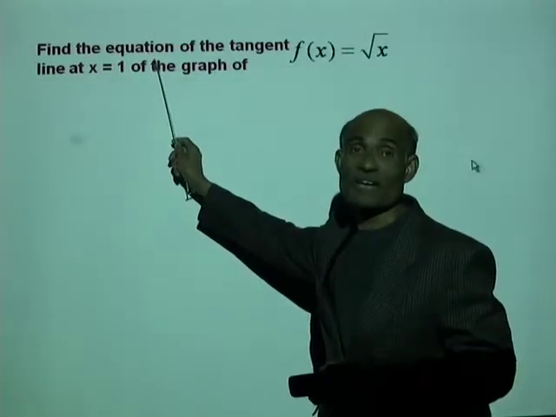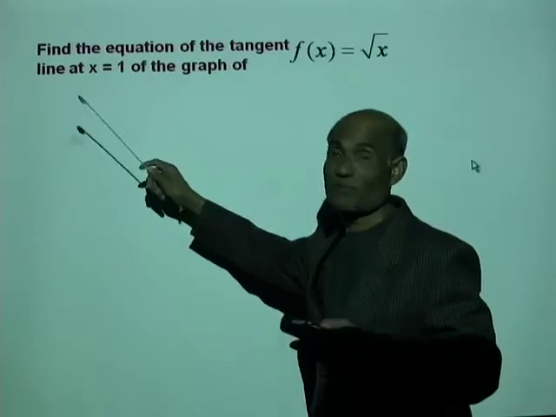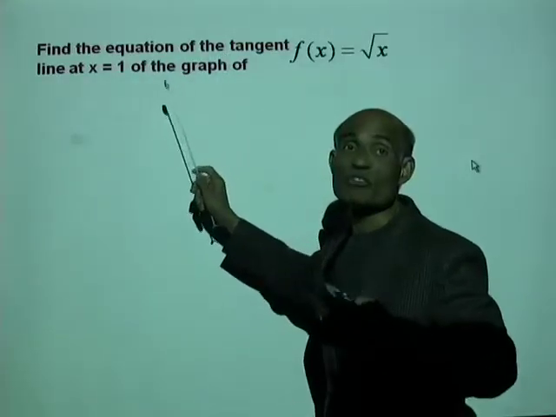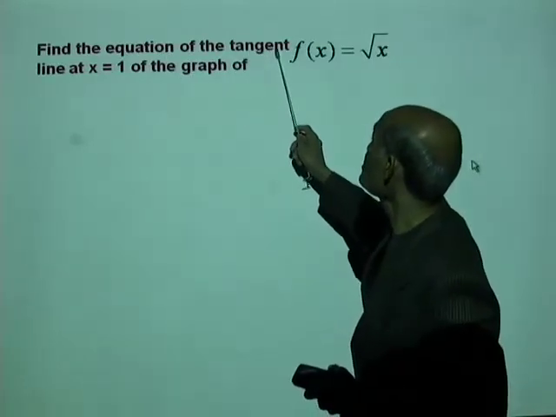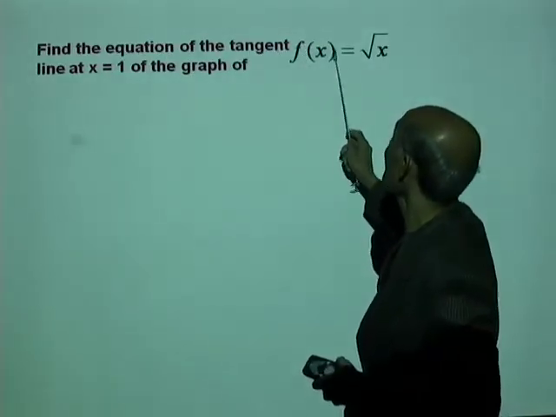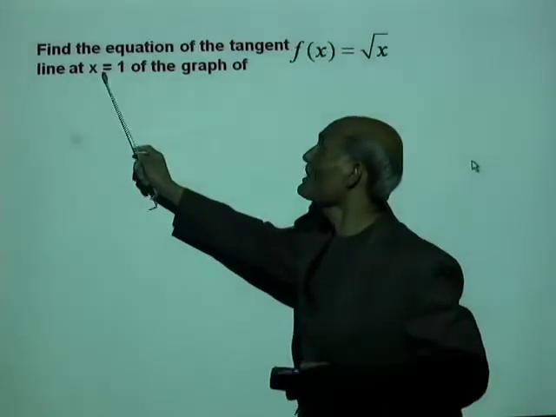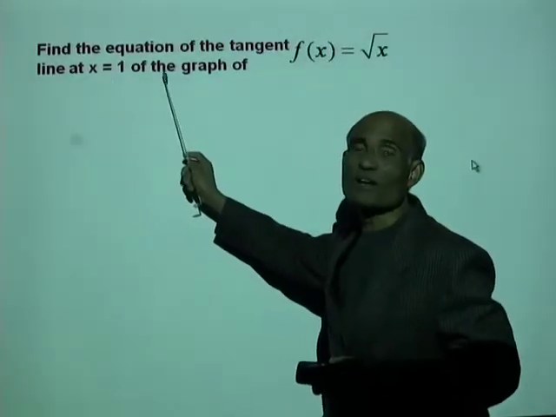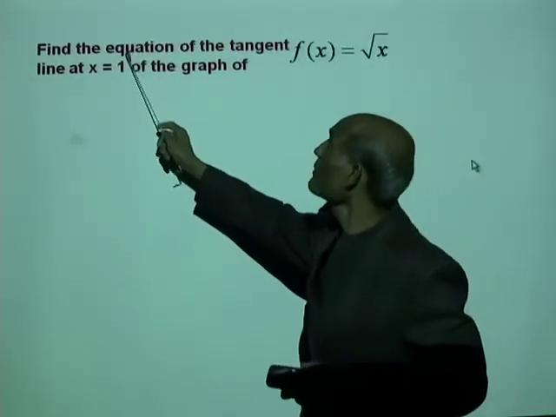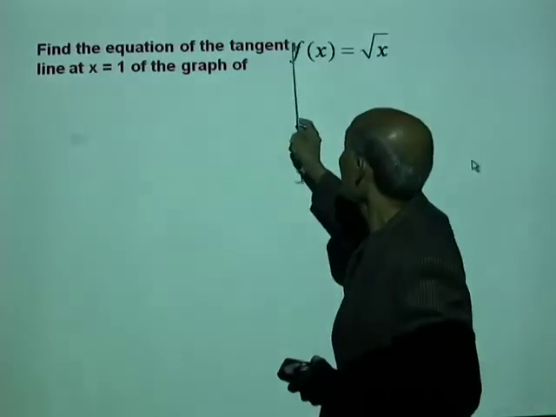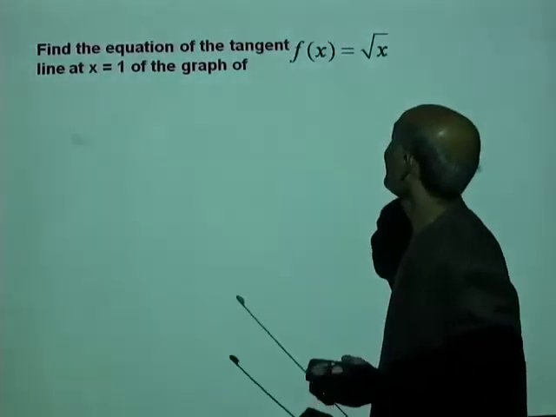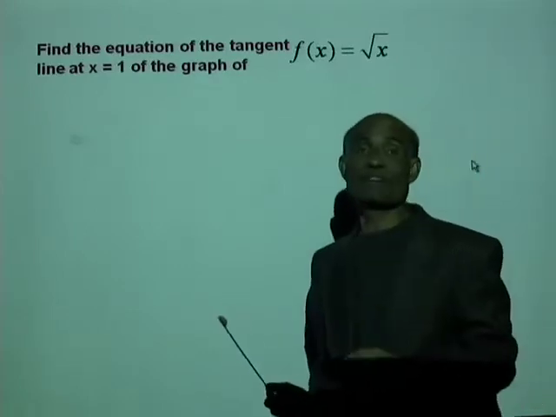Let's do a problem that needs the application of the derivative. Find the equation of the tangent of f of x equal to square root of x at x equal to 1. Find the equation of the tangent line at x equal to 1 of the graph of f of x equal to square root of x.